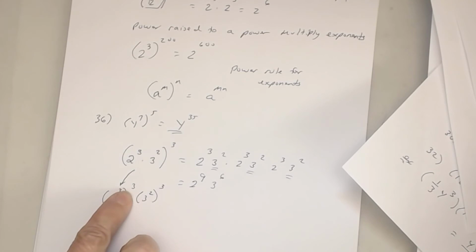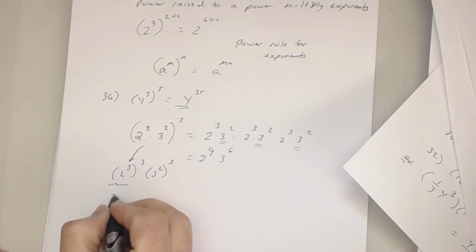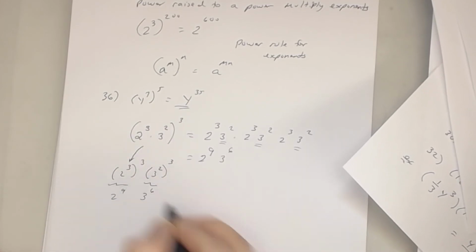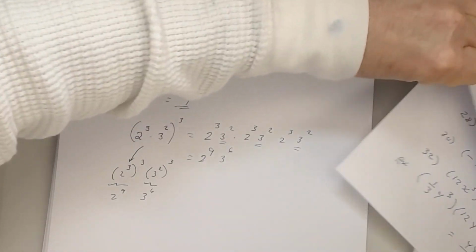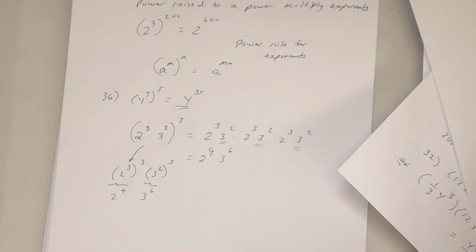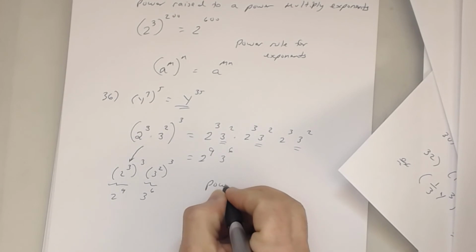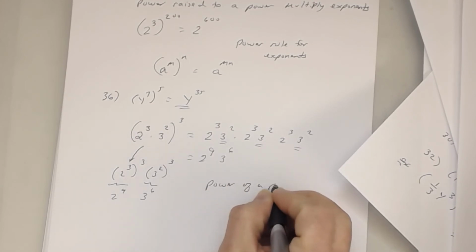And so notice each one is the power rule. A power to a power, you do what? Multiply. So that's 2 to the 9th, and that's 3 to what? 6. Okay, now, this is called the power to a power rule. And your book calls it, I think it's on the next page, the power of a product rule. So now listen, and here's why it's called that. Power of a product.